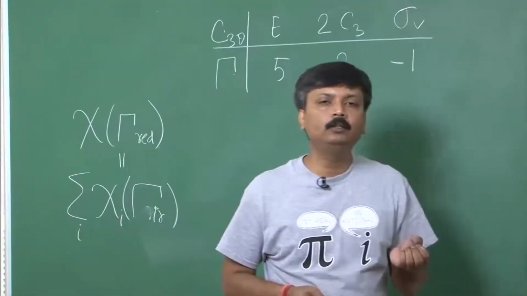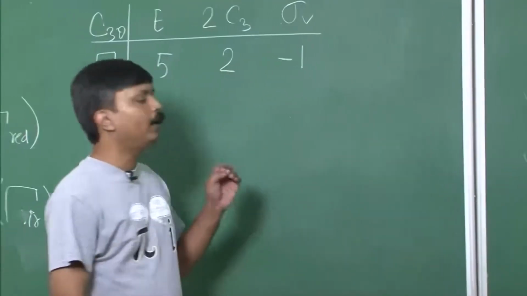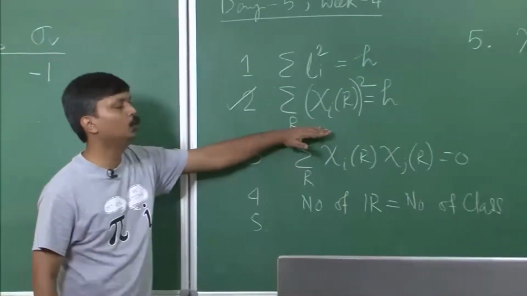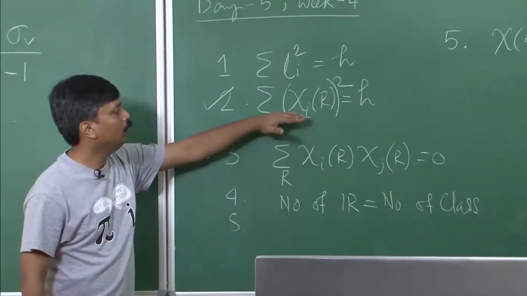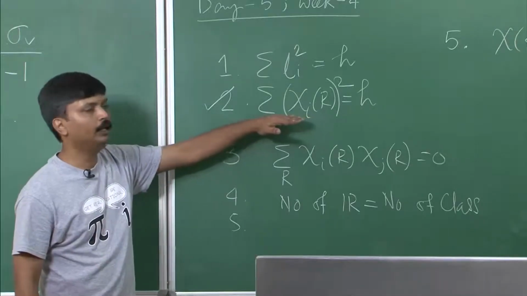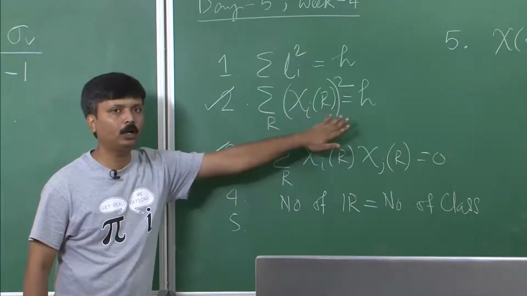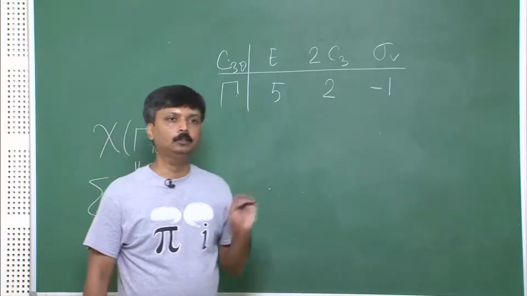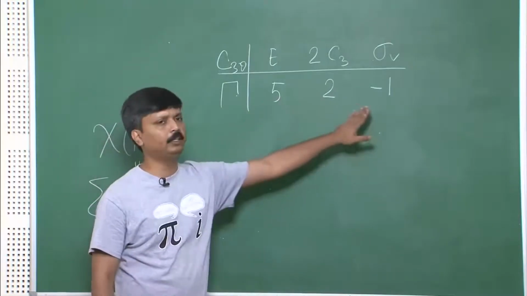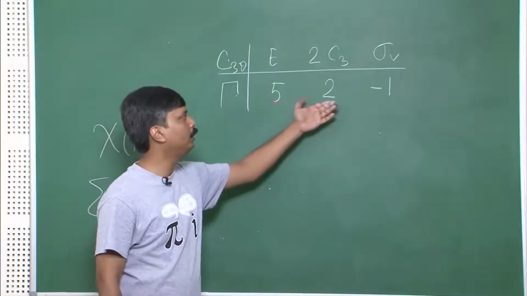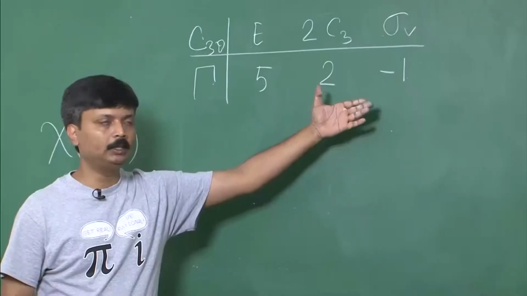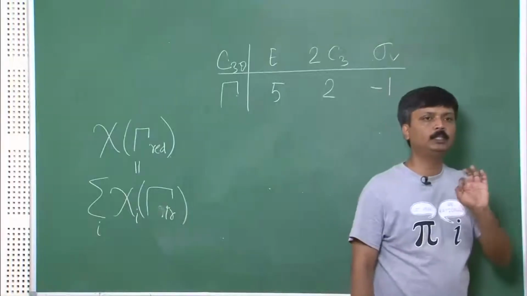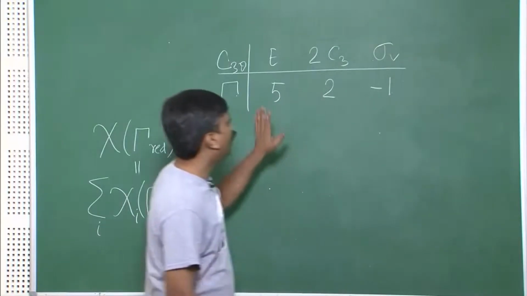How do we know this is reducible? Because for any given irreducible representation, this rule 2 should be valid. So chi square, if I sum it for any given IR, should be the order of the group. If it is greater than the order of the group, then definitely it is reducible. Here you can very easily figure out, 5 squared is 25, and when you square it all becomes positive. So you can easily figure out this is much higher than the order of the group, which is 6. Now how do I reduce it?